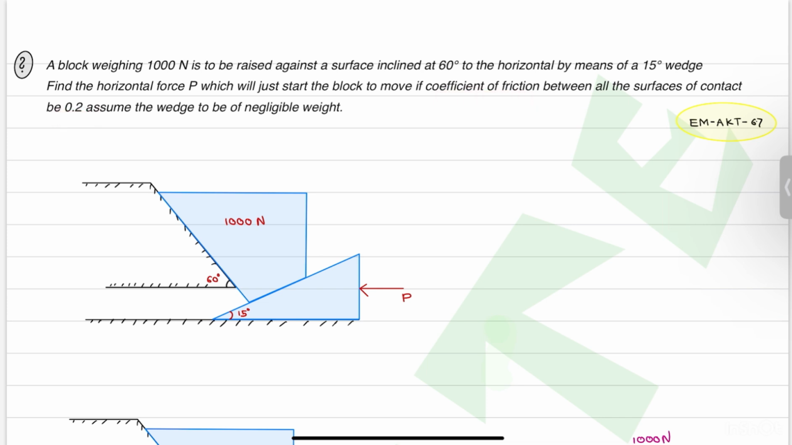So we want to find the force P which will just start the block moving. If the coefficient of friction between the surfaces of contact is 0.2, we want to find the force P such that the block just starts to move. Let's move to the solution.